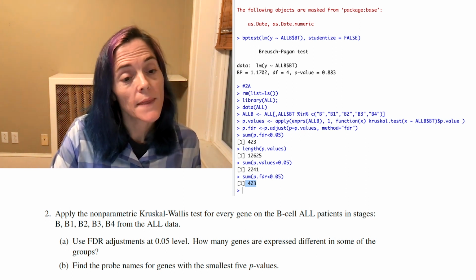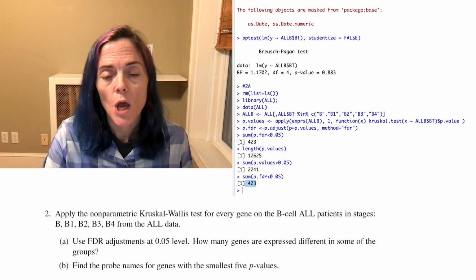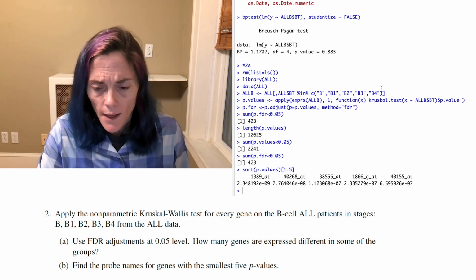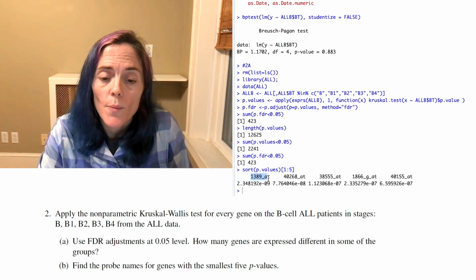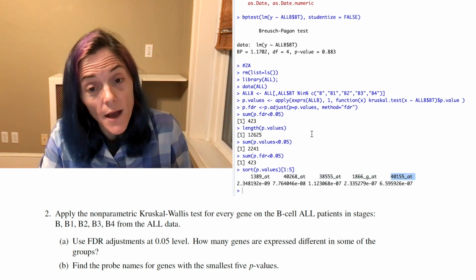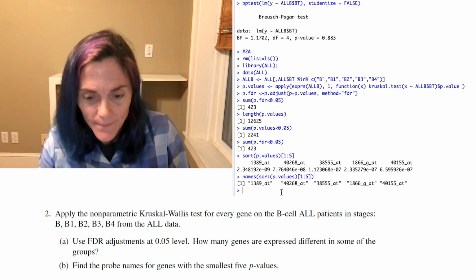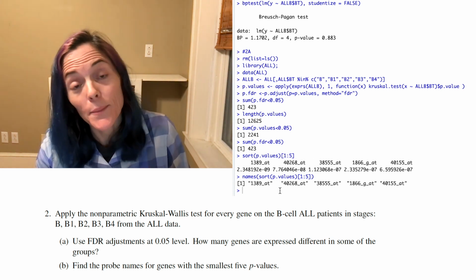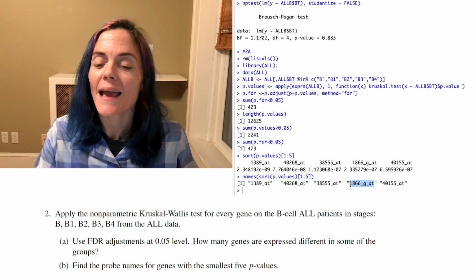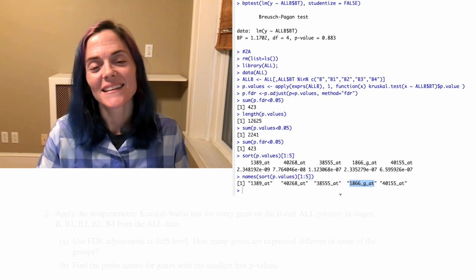Okay, letter B, find the probe names for genes with the smallest 5 p-values. Well, if we just sort the p-values, let's see what we get. In a way, you see, we could read the probe names off of this. There are the 5. We can also call this names function, and we get them right here. So here is our answer to number 2B. You might recognize this probe name, 1866 GAT. We had that in our Canvas course and some examples.